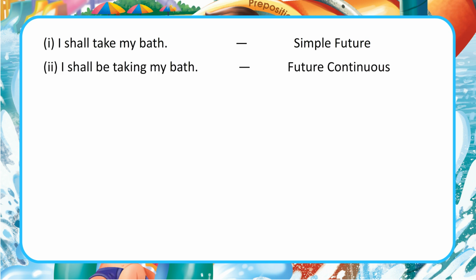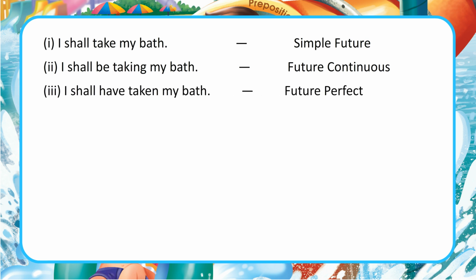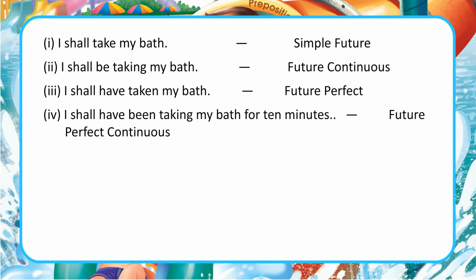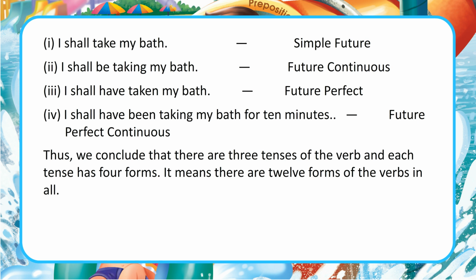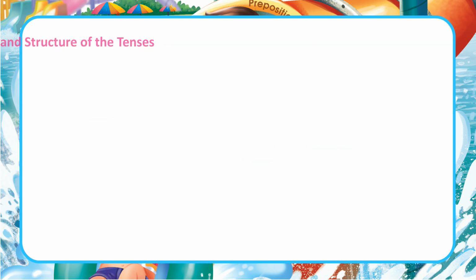2. I shall be taking my bath, future continuous. 3. I shall have taken my bath, future perfect. 4. I shall have been taking my bath for 10 minutes, future perfect continuous. Thus, we conclude that there are 3 tenses of the verb and each tense has 4 forms. It means there are 12 forms of the verbs in all.